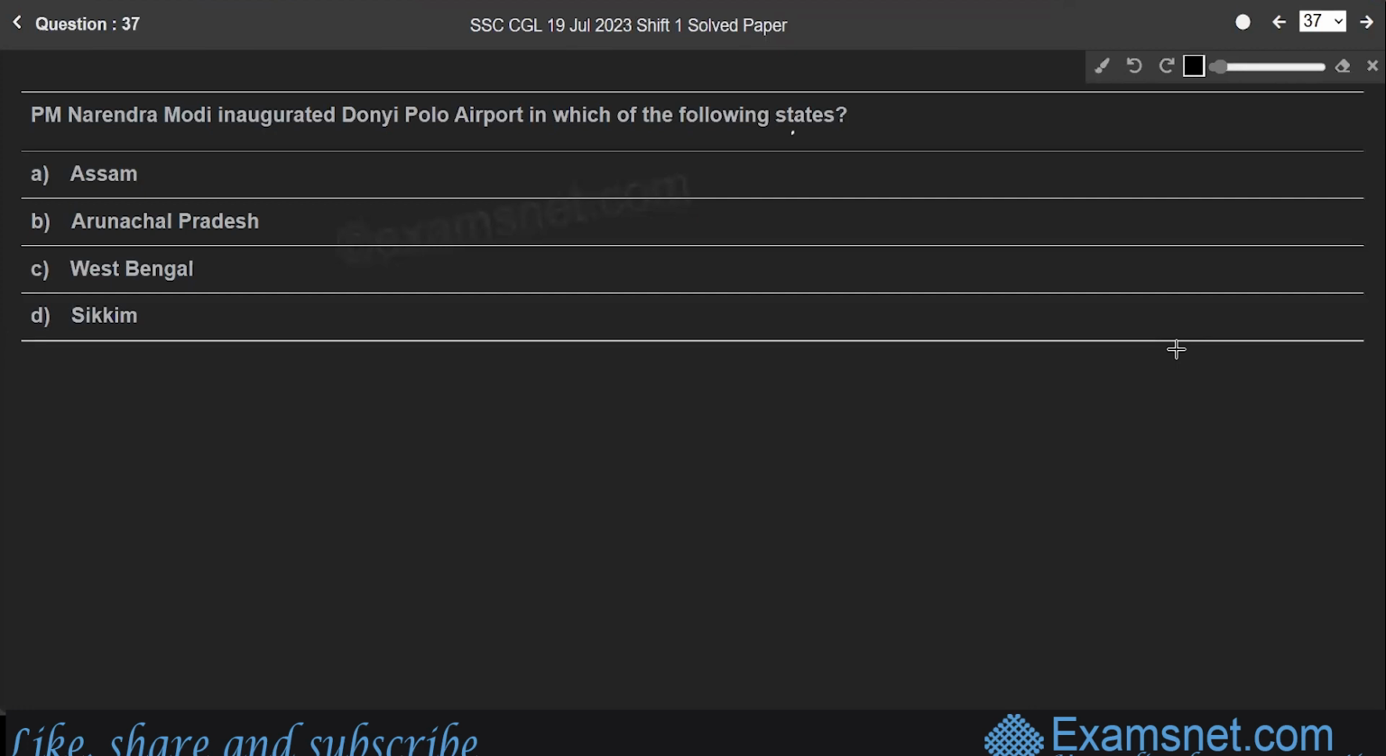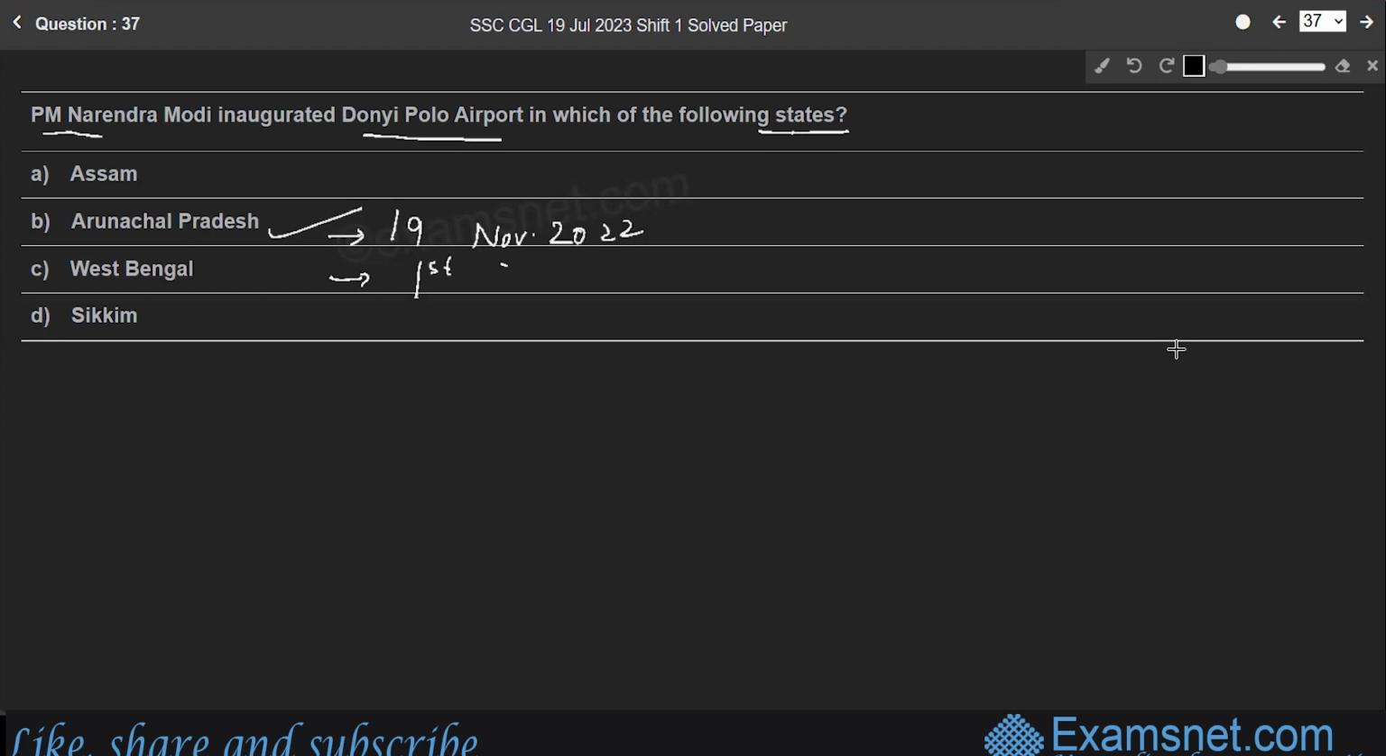Question 37. Prime Minister Narendra Modi inaugurated Doni Polo Airport in which of the following states? Students, Prime Minister Narendra Modi inaugurated the Doni Polo Airport at Itanagar, Arunachal Pradesh. Option B is the right answer. This was on 19th November 2022.